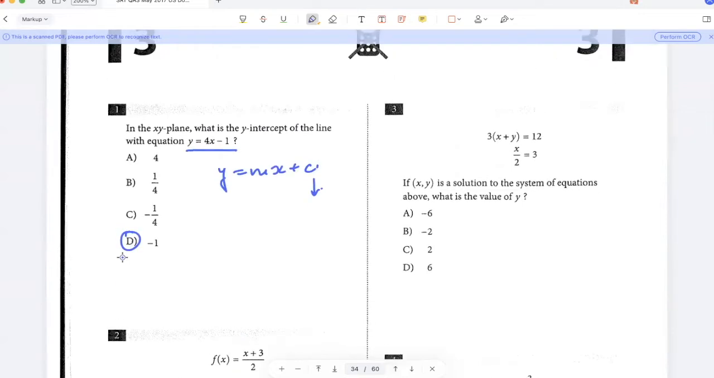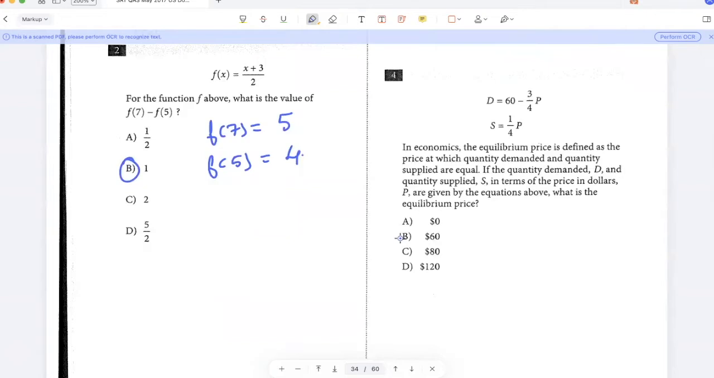If (x, y) is the solution to the system of equations above, what is the value of y? So from the second equation, I see that x is 6. So 3 times (x plus y) is 12. So x plus y is 4. So 6 plus y is 4. So y is negative 2.